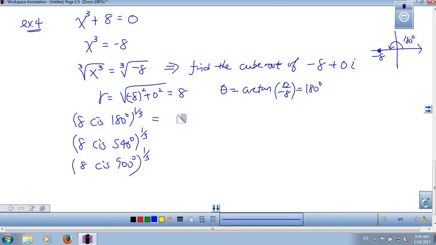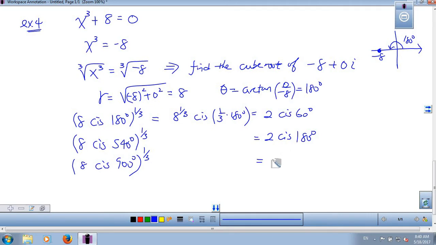Each of them raised to the 1/3 power. So it's a to the 1/3 power, cis 1/3 times 180 degrees, okay? So a to the 1/3 power is simply 2. And 1/3 times 180 is 60 degrees, okay? So the second one is going to be 2 cis 180 degrees, okay?